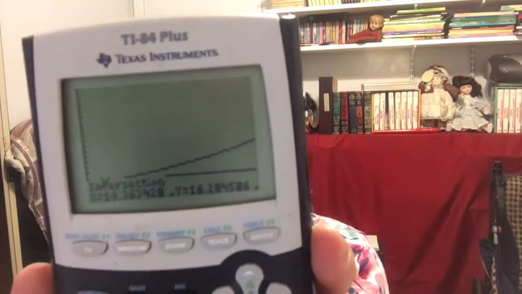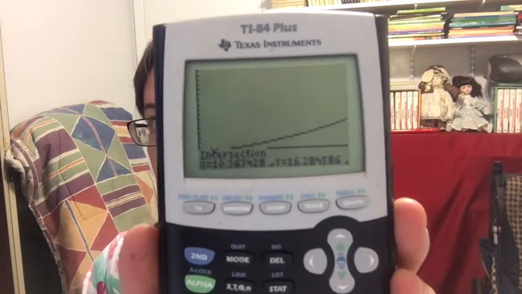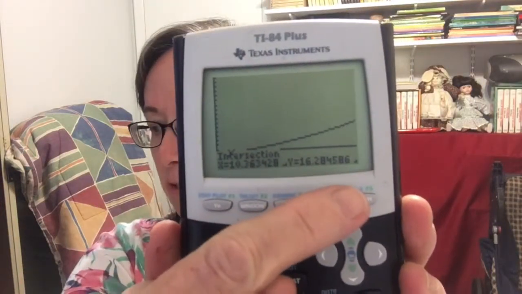So I'm going to do my second calculate. I'm going to find my point of intersection, and there's the first curve, there's the second curve. Would you like me to guess? Please do. Okay, and they're giving me that it's going to intersect in 10.36 years, which wasn't the question. The question was, what will be the population? And it looks to me like it's going to be 16.28 is the y value of the intersection.